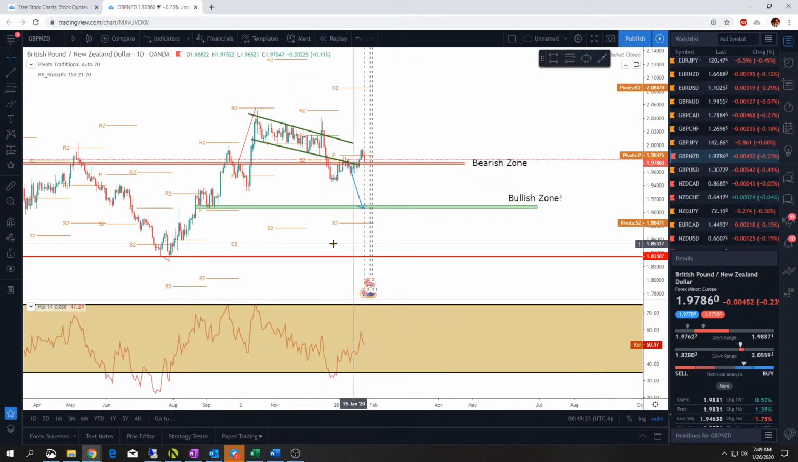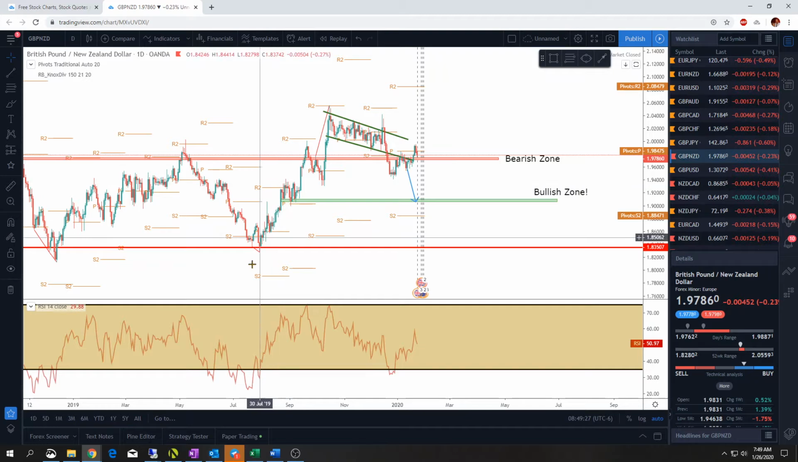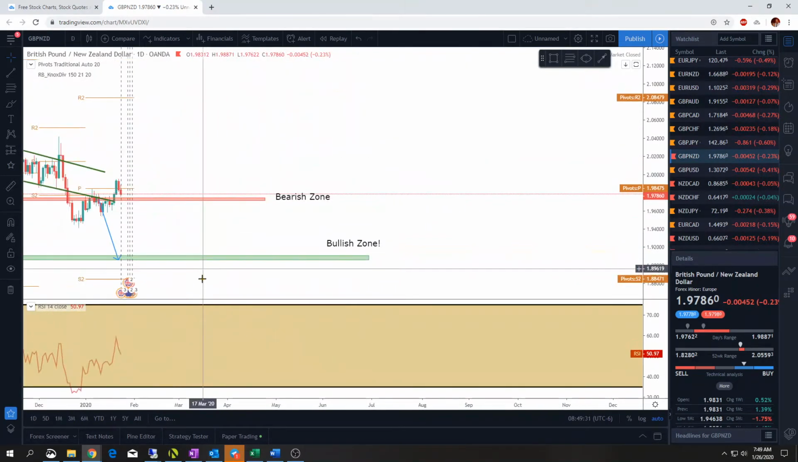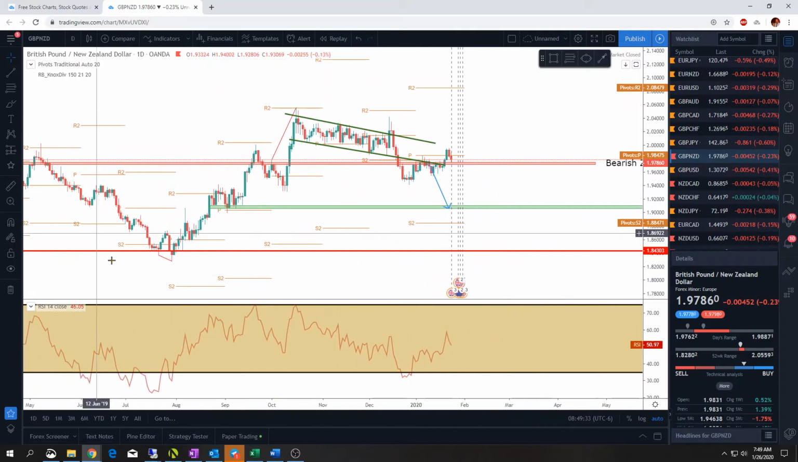British pound NZD. All right, so you can kind of see this pair, I feel really bad for people on this pair because we had this strong bullish move. We were in this bullish flag pattern. We had a breakout here. So I'm sure some people went, yep, buy it. And then instantly just got beat up.